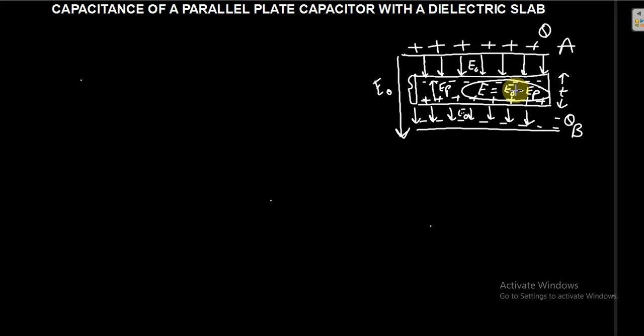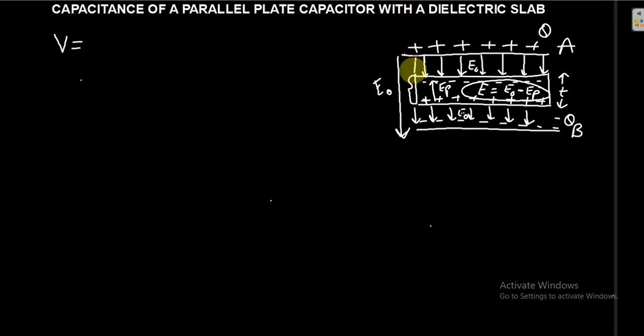Now, as in the previous lecture, I discussed the potential difference developed between the two plates of the capacitor, and the same thing we will discuss here. So how will the capacitance increase in the presence of the dielectric slab? First of all, we will find the potential difference between the two plates of the capacitor. Let us consider V is the potential difference developed between the two plates of the capacitor.